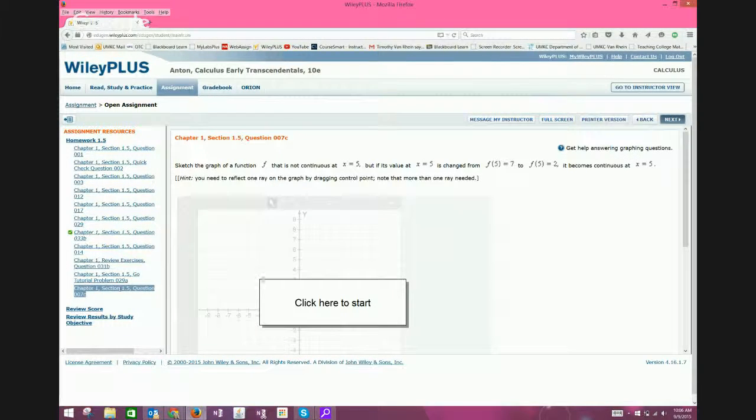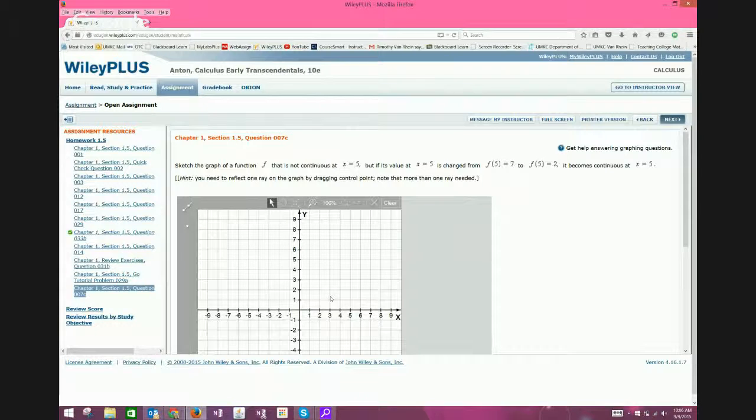In the same homework, we want to graph a function that is not continuous at 5, but it would be continuous at 5 if the value were changed from f of 5 is 7 to f of 5 is 2. Then it would become continuous. So it's the exact same approach, except our x value is 5. If it was changed from f of 5 equals 7 to f of 5 equals 2, then we would have a continuous function. So the x value is 5, the y value would potentially be 2.